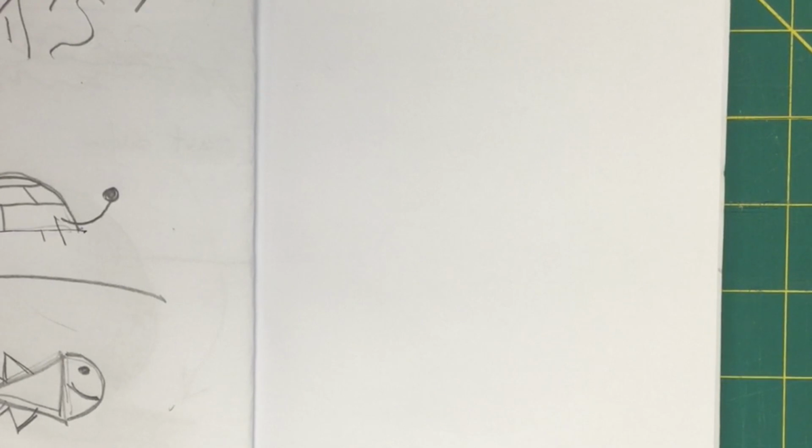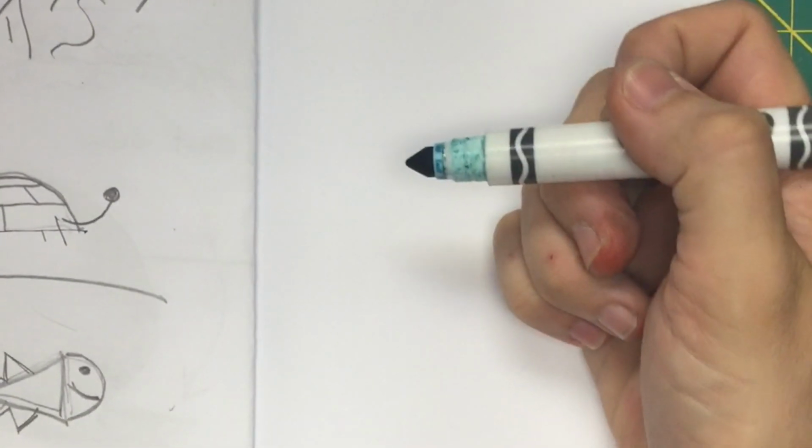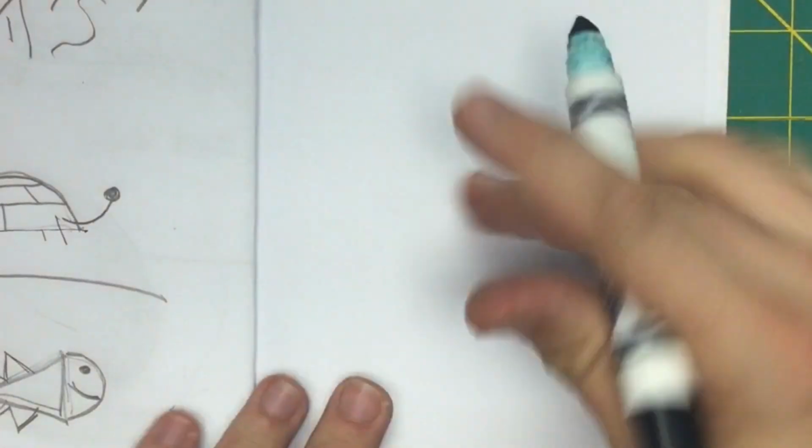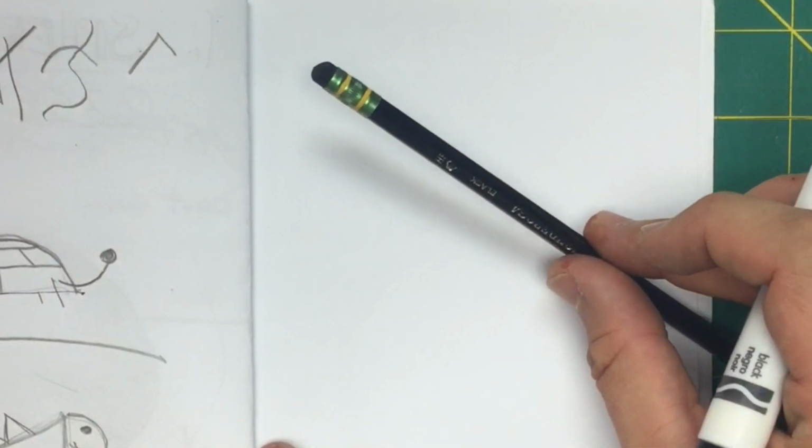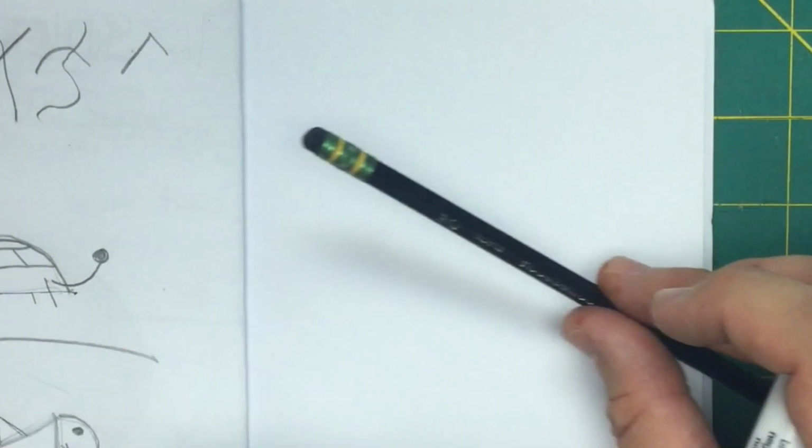Now I would like to try and draw a cat. I switched to a marker so that you can see it better in the video. But you can use a pencil. That way, if you make a mistake, you can always erase.